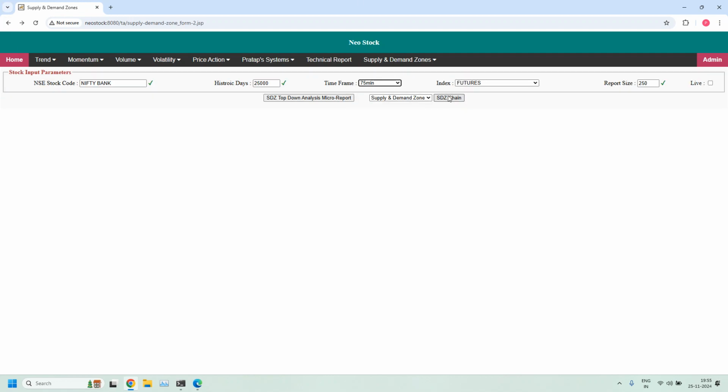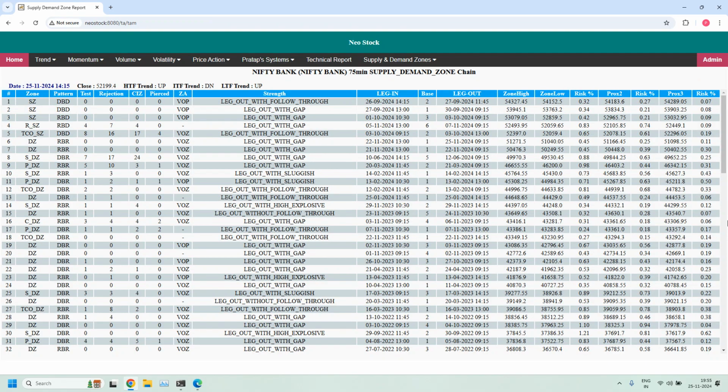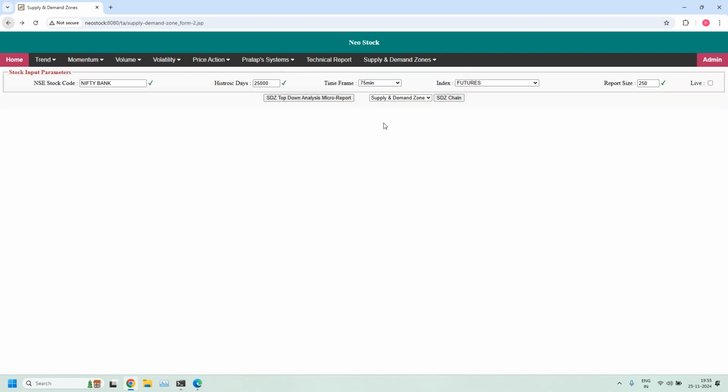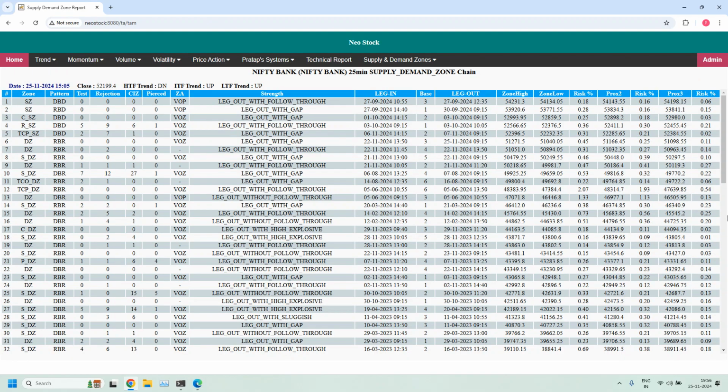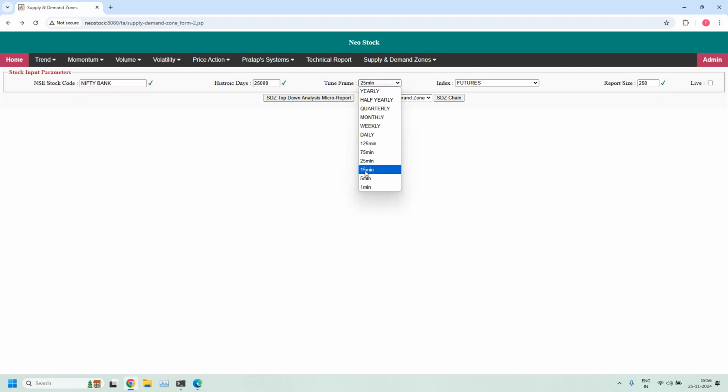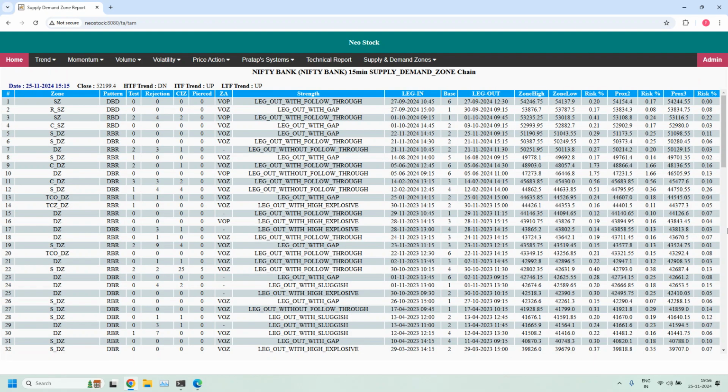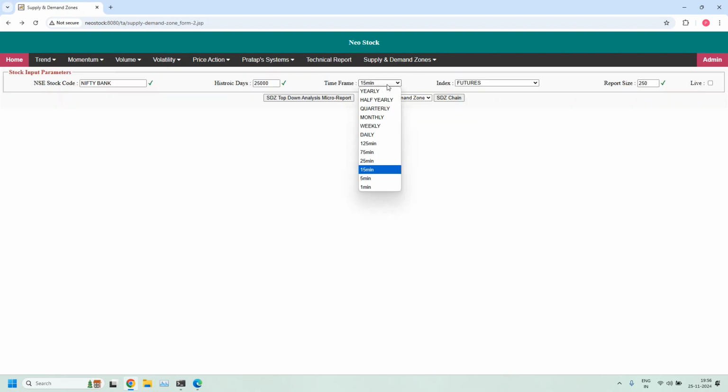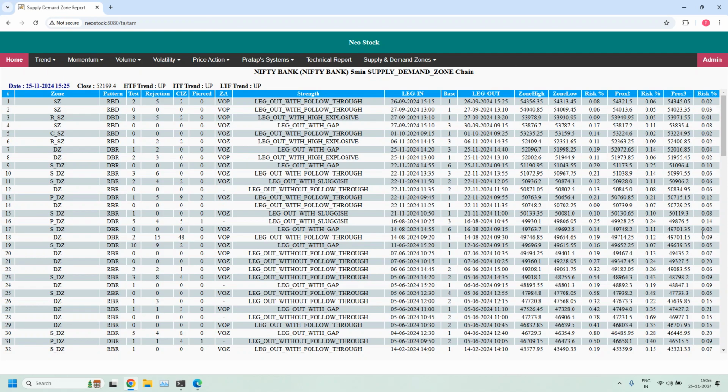Next, 75 minute supply demand zone chain for BANKNIFTY. Next, 25 minute supply demand zone chain for BANKNIFTY. Next, 15 minute supply demand zone chain for BANKNIFTY. Next, 5 minute supply demand zone chain for BANKNIFTY. So with this we have completed BANKNIFTY supply demand zone chain.